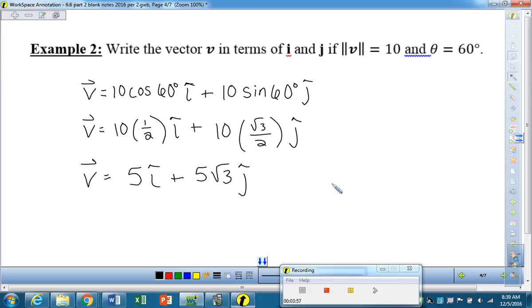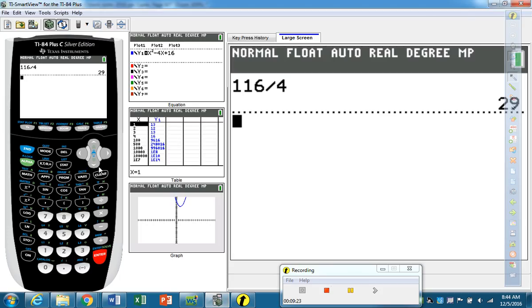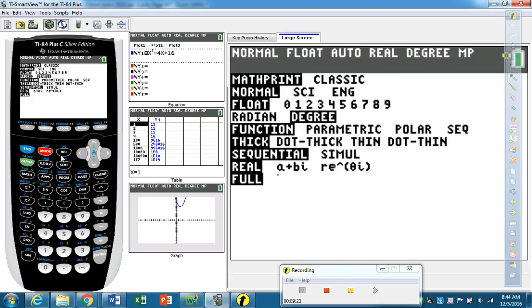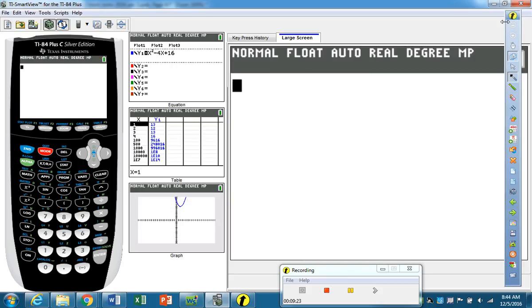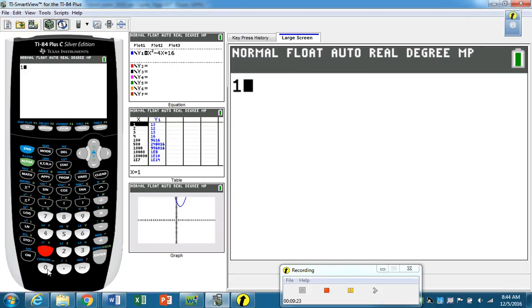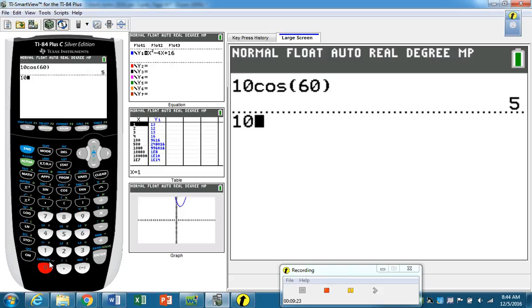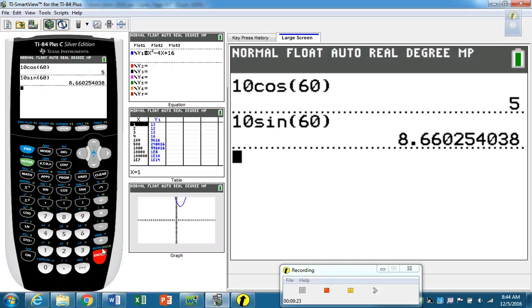You could also have typed this into your calculator. Make sure that your calculator is in degree mode. We'll get the same answer for the first one. 10 cosine 60 should just be 5. When we do 10 sine 60, we're going to get a decimal approximation that's representing 5 square root 3. So it's about 8.7.